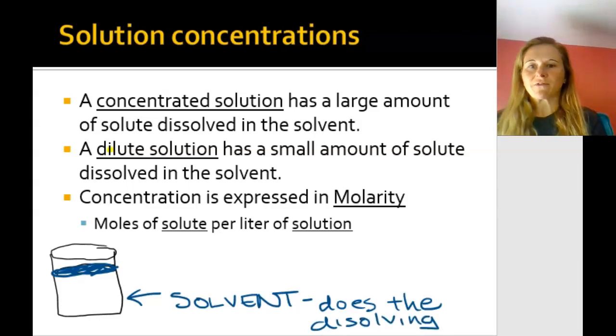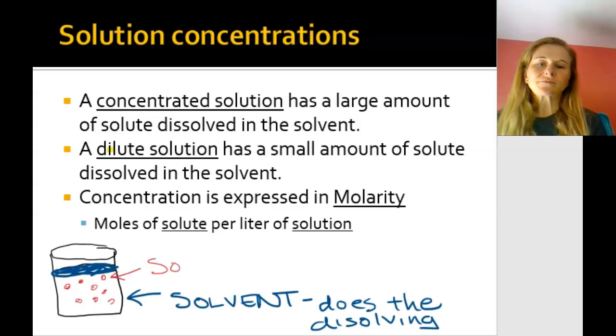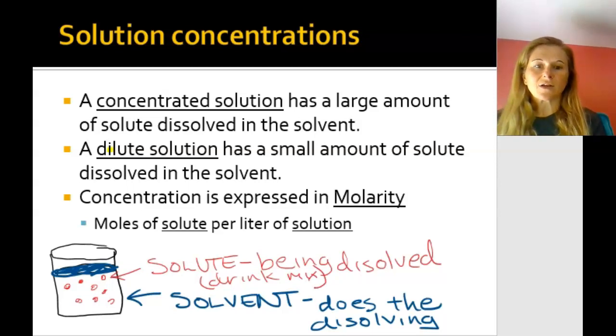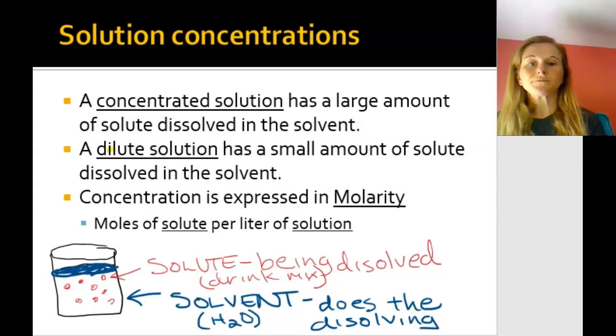And I like fruit punch flavored Kool-Aid, so I'm going to add red Kool-Aid here. I'm going to add red little dots, right? Okay, so those red dots are the solute. And that is what is being dissolved. So in our example here, we're going to use drink mix. And our solvent in this example, and very often, is water.